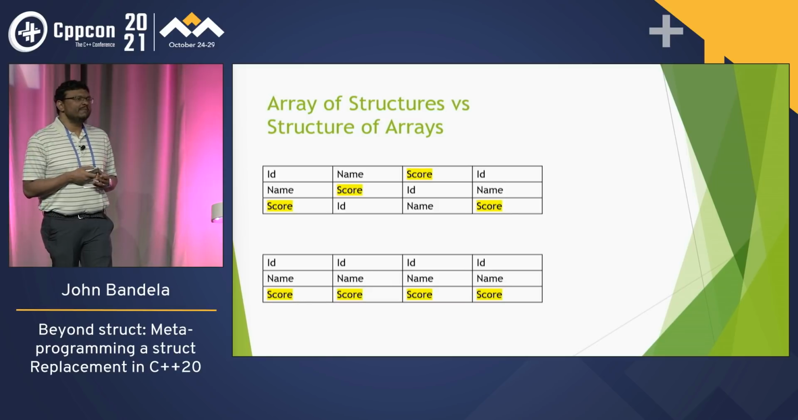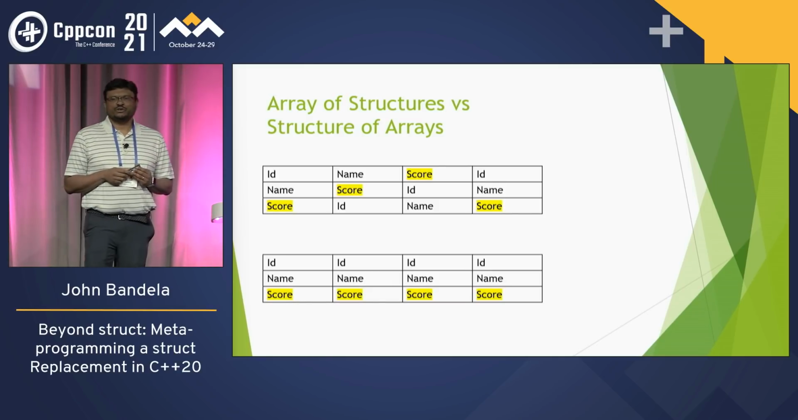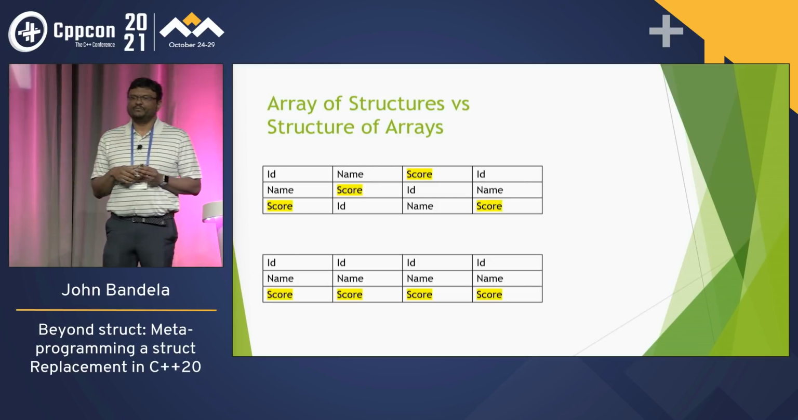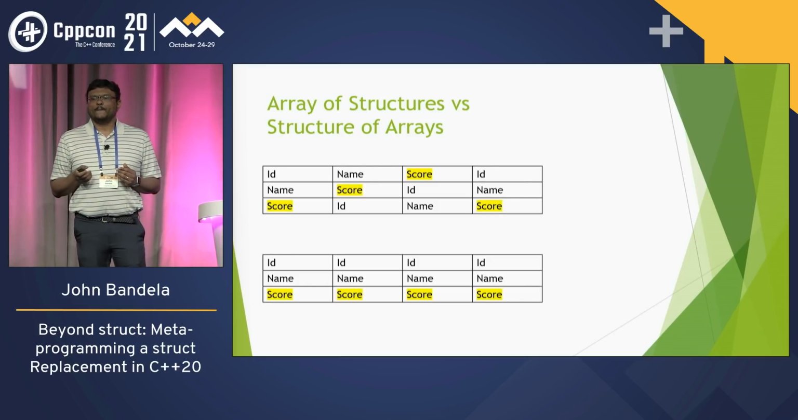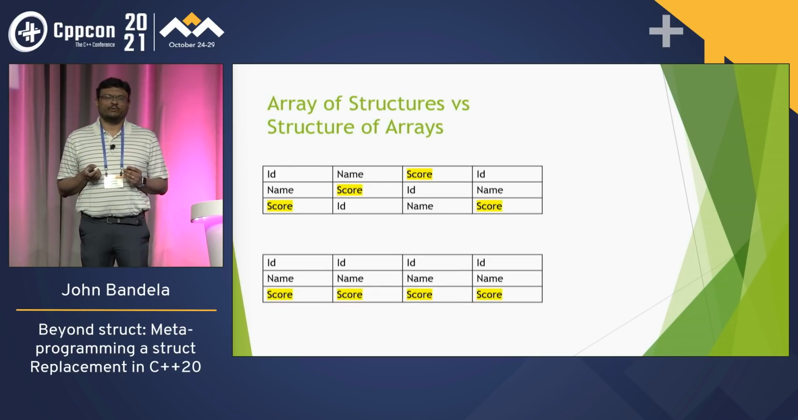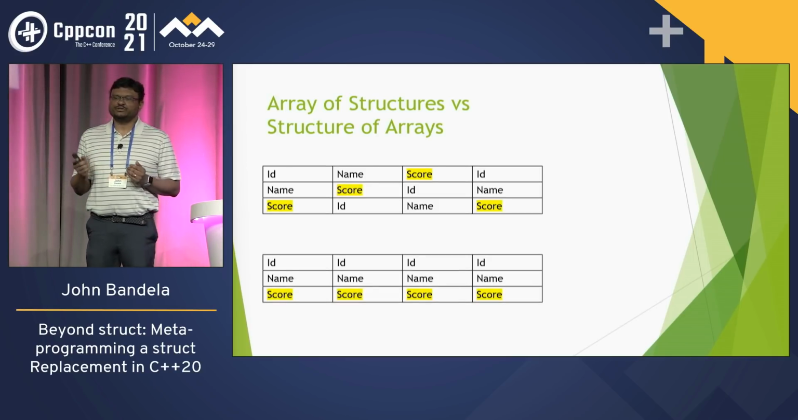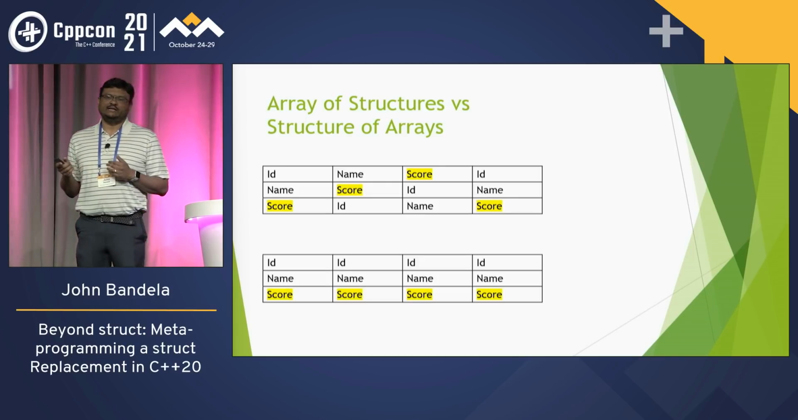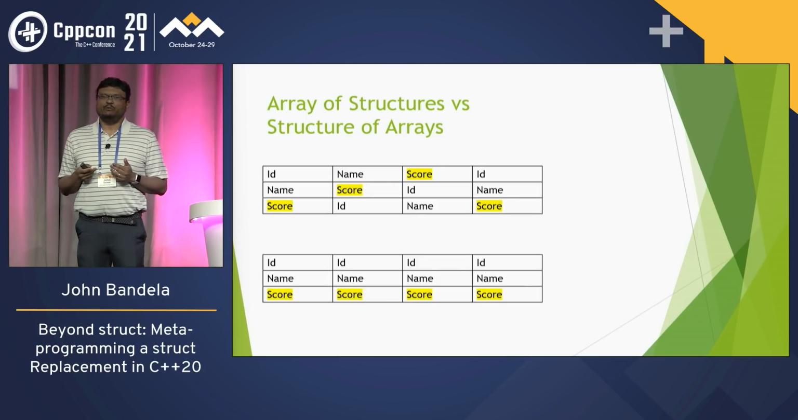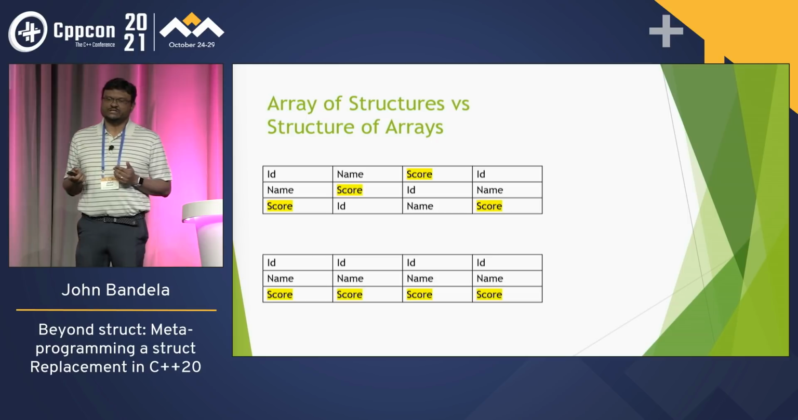Let's look at memory layout, right? Let's say memory goes from left to right and then wraps around. If you look at how the array of structures is laid out, we have ID, name, score, ID, name, score, ID, name, score, right? Versus the other way where you have all the IDs together, all the names together, all the scores together.